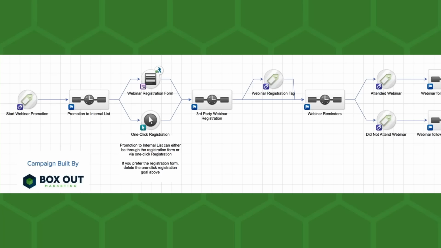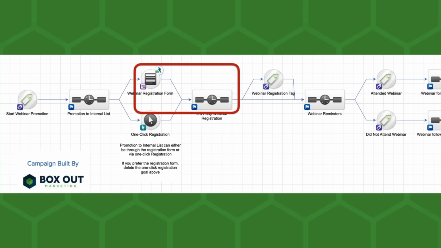So, stage 3, convert and nurture. There's a bazillion different ways to try and convert people. I'm just going to walk you through a basic webinar campaign, because a webinar is a common and easy way to get people engaged and to convert them. Okay, so you've got a start webinar promotion tag goal there, and then you promote that webinar to your internal list, drive them to a form, or you can do a one-click registration as you see down below.